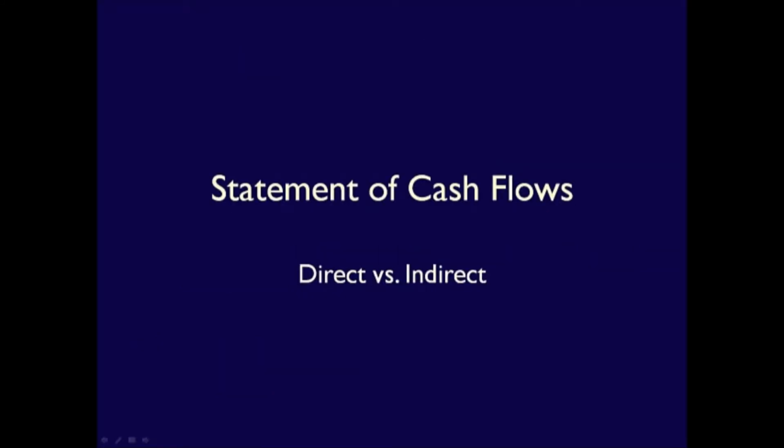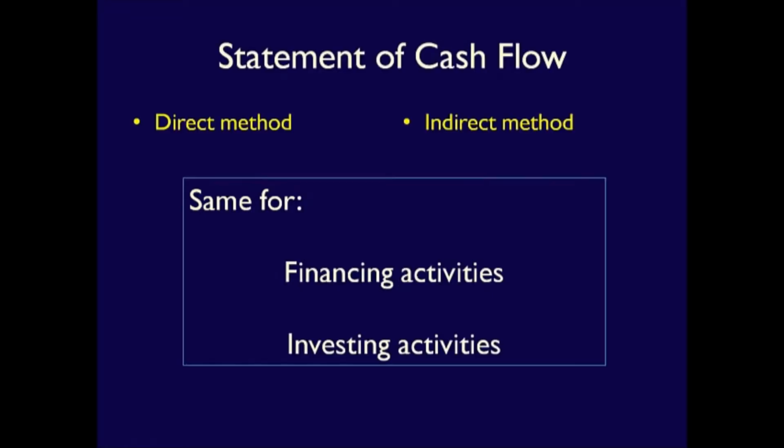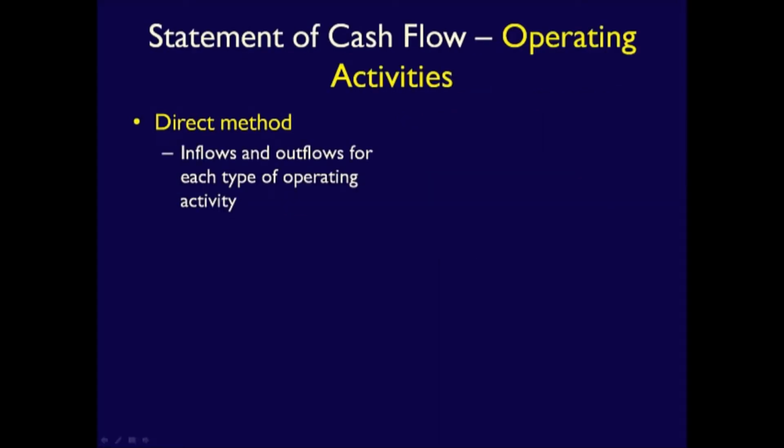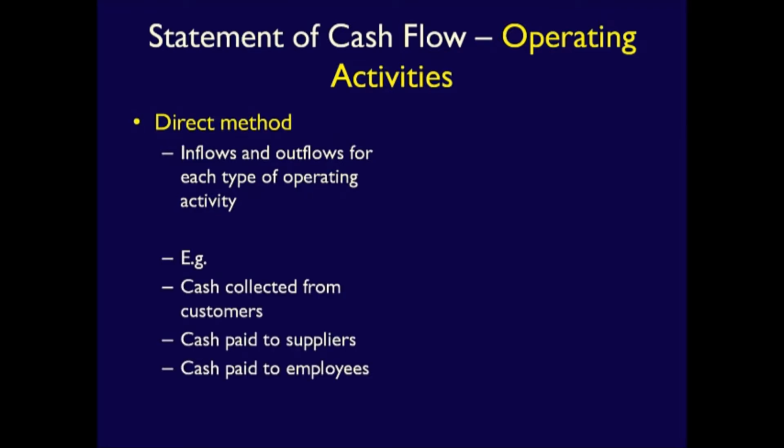The statement of cash flows can be prepared using the direct or indirect method. There is no difference between the direct and indirect method for both the investing and financing activities section of the cash flow. Under both methods, these two activities are exactly the same. That is not true, however, for operating activities. The direct method lists the inflows and outflows for each type of operating activity a company performs. Cash flow categories shown include cash collected from customers, cash paid to suppliers, and cash paid to employees, just to list a few. This method is considered more informative for stakeholders and their decision-making because it clearly shows the sources and uses of cash from operations.